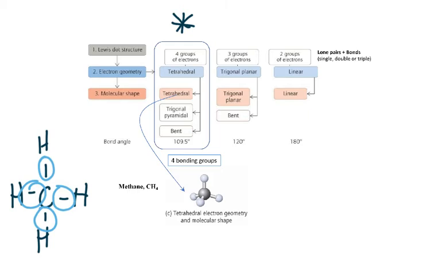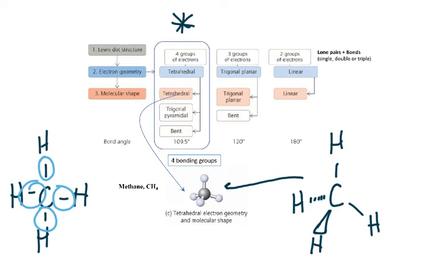Another way to draw this is using the wedges and dashes. So if I try to say like this, H is coming out of the board, and this one is going back. Right, this is my attempt to draw this. So that's tetrahedral shape.